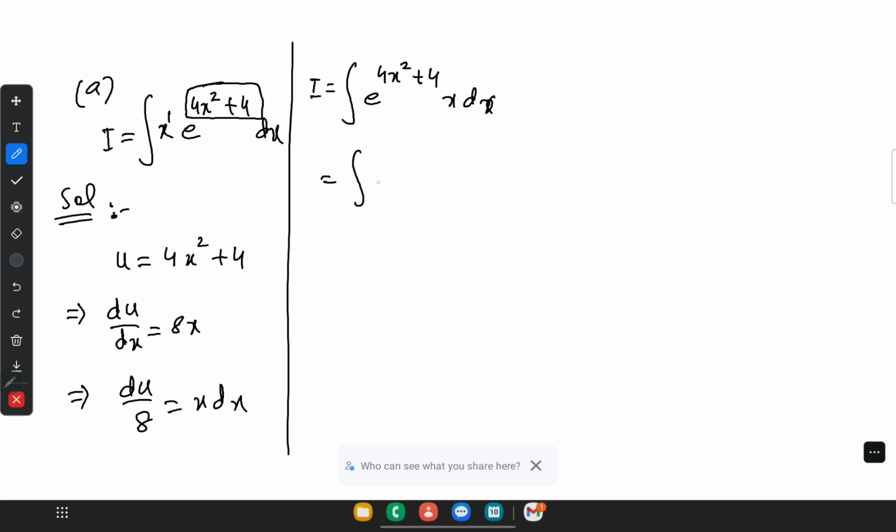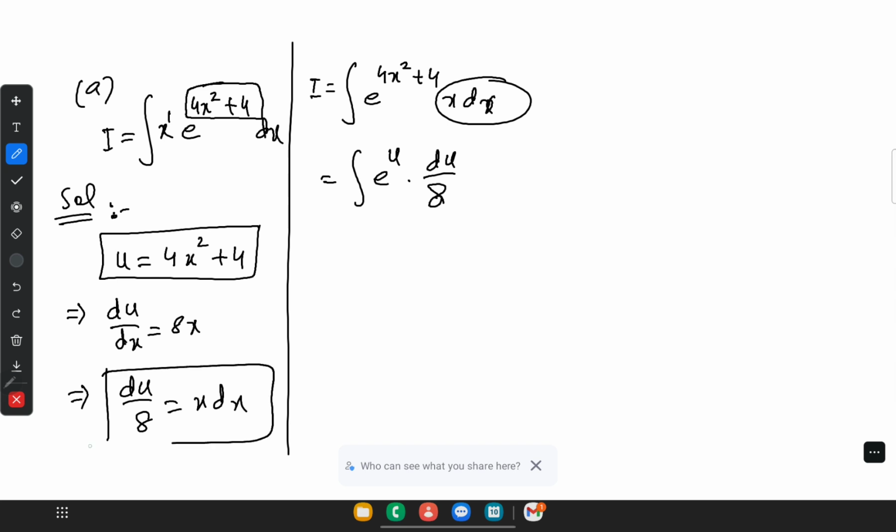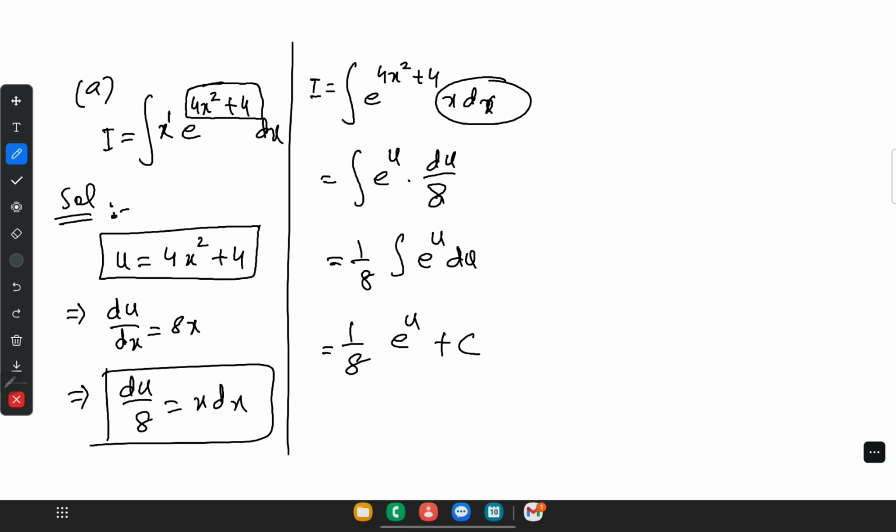So put everything e to the u, because 4x square plus 4 is u. And what is x dx? It is du by 8. Here it is. So I will take 1 over 8 outside the integral e to the u du. We know the integral of e to the u is e to the u. So I will get e to the u plus constant of integration.